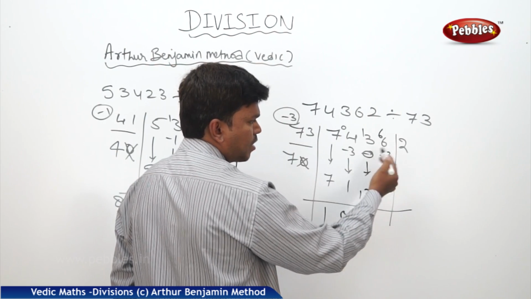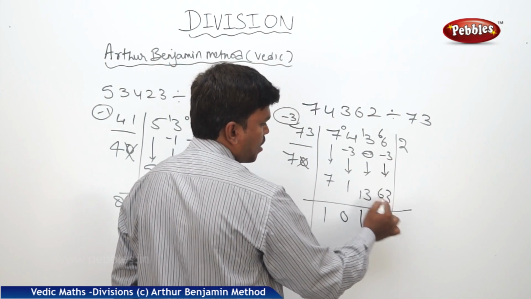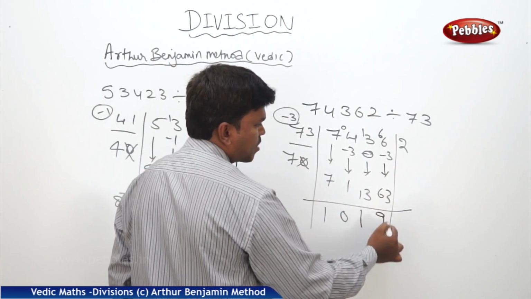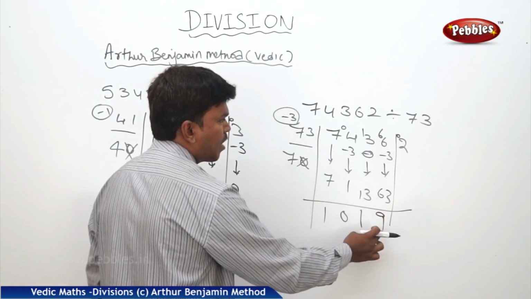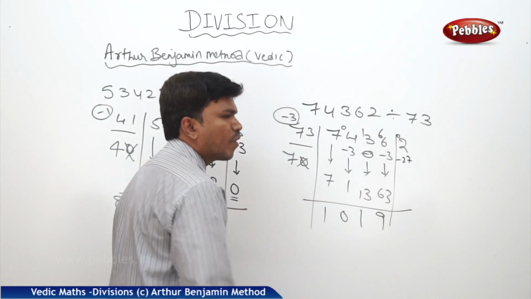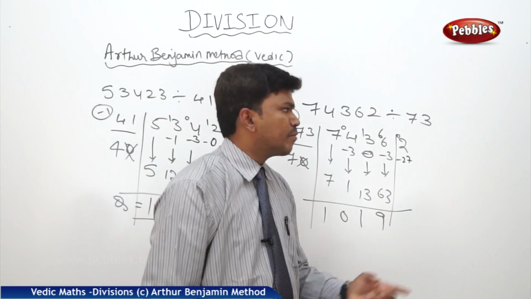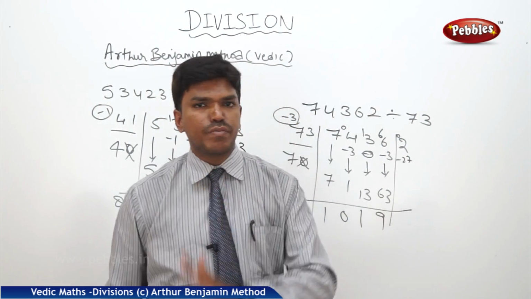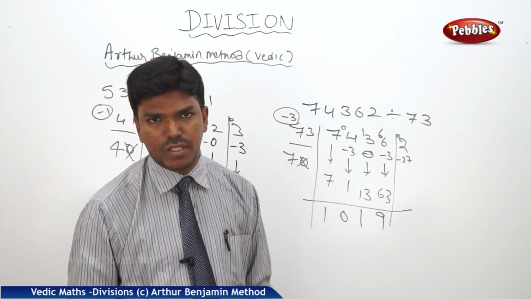66 minus 3, how much? 63. How many times does it go? 7 nines are 63. Remainder 0. 9 into minus 3, minus 27. Now you got the turn here. 2 minus 27. Is it possible? No, it is not possible.